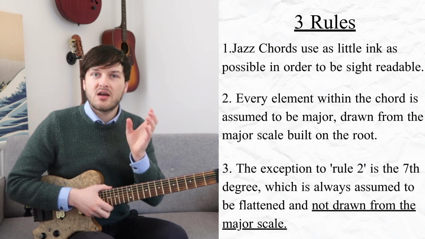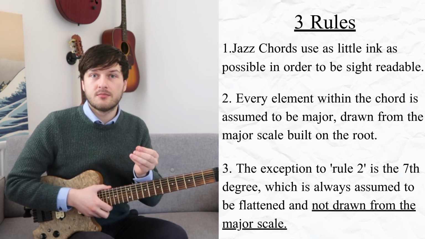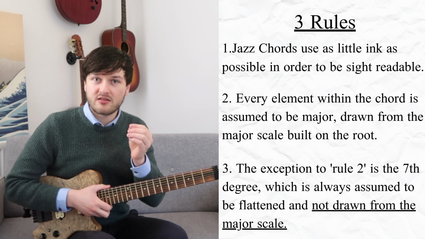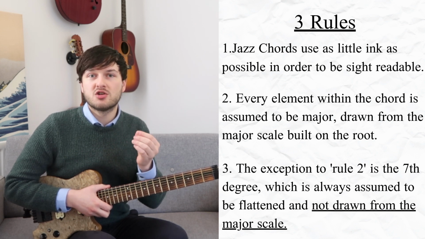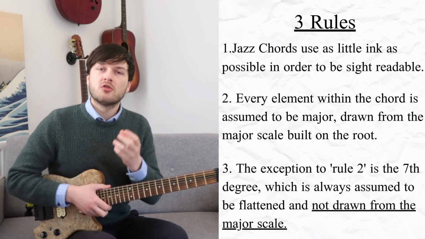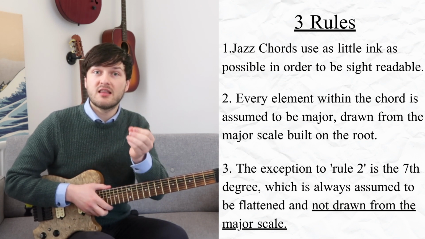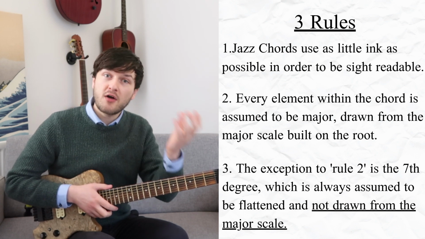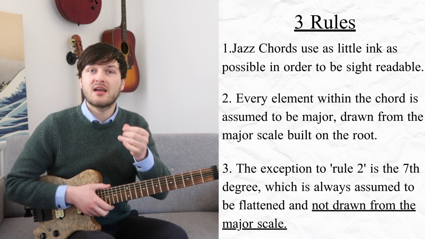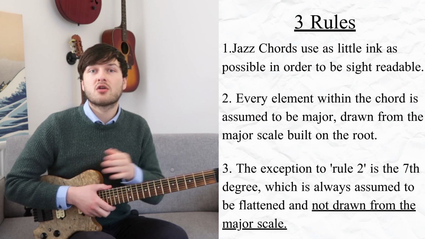The second thing we need to be aware of at all times with a chord symbol is that everything within that chord symbol is assumed to be drawn from the major scale. If we think back to rule 1, we only want as much information in the chord symbol as necessary. So a great way to reduce the information is to expect the reader to assume something about it. So the first assumption we make as a chord reader is that all of the information we're seeing in that chord symbol is referring to the major scale. So if you see numbers, if you see letters, anything, it tells us that it's the version you would find in the major scale of that chord's root.